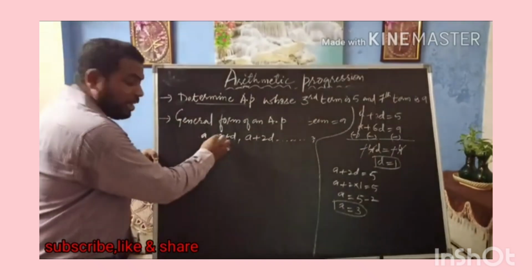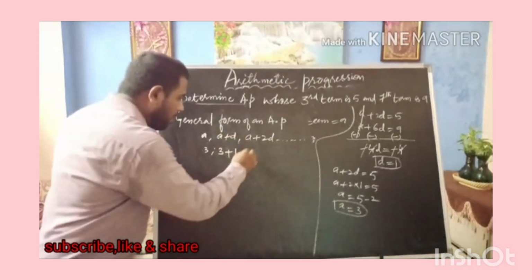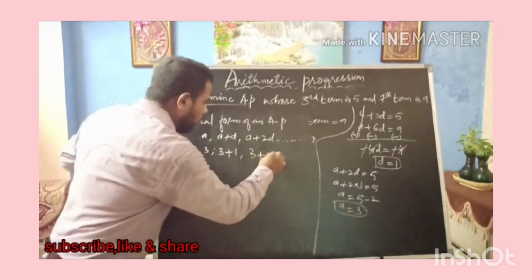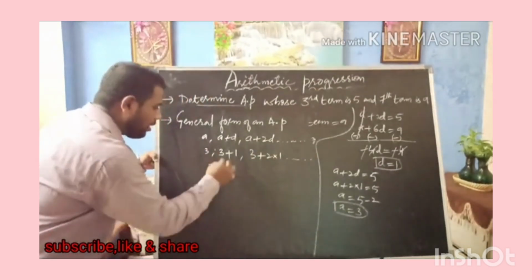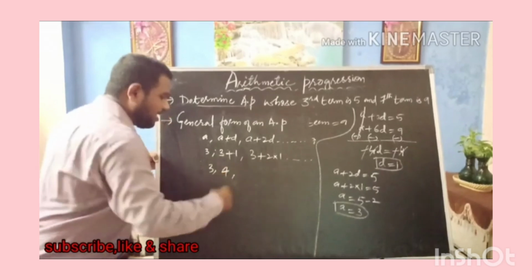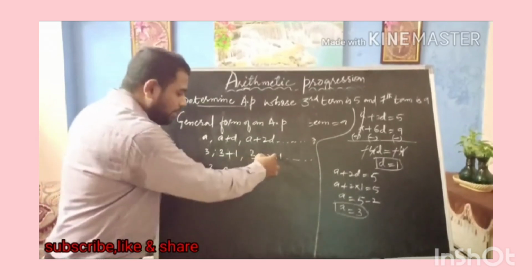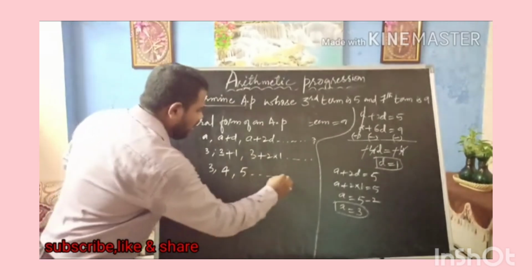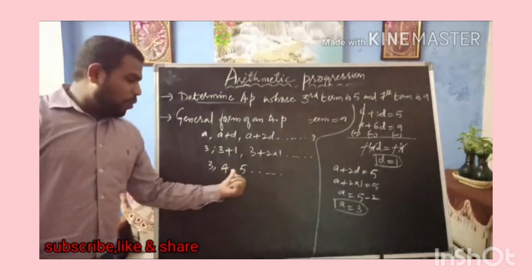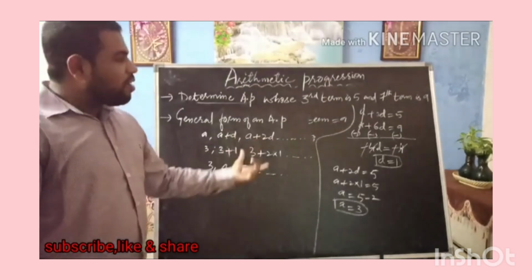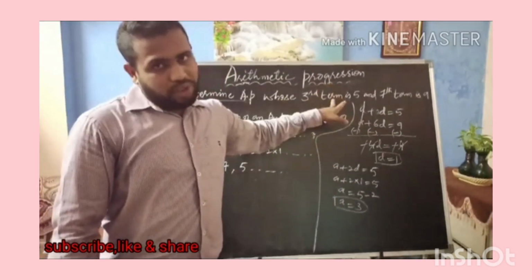That's right. So what is a? 3, plus what is d? 1, comma, 3 plus 2 into what is d? 1, and so on. So 3, comma, 3 plus 1 is going to be 4. 2 ones are 2, so 3 plus 2 will be 5. See here, this is the required AP series, that is 3, 4, 5. So this is the way we can find the AP series when terms are given to us.